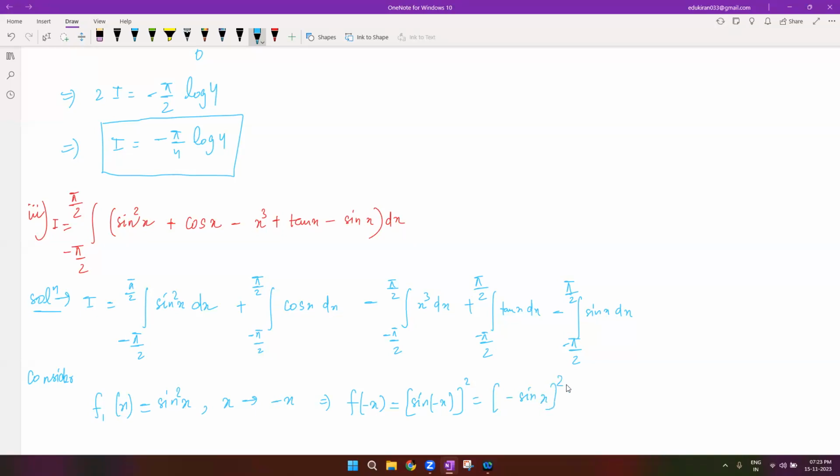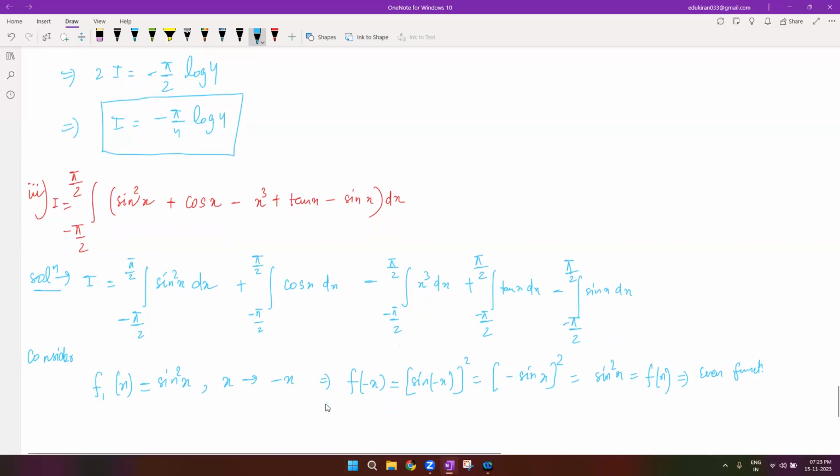So sine x individually is an odd function because minus is coming out of the whole function, right? But this is sine square x. So after we take the square, this is again sine square x. Minus sine x whole square is sine square x only, which is our original function. So it has no effect of changing x to minus x. That is why we can say that this given function is an even function. And in case of even function, we know how to use our property.